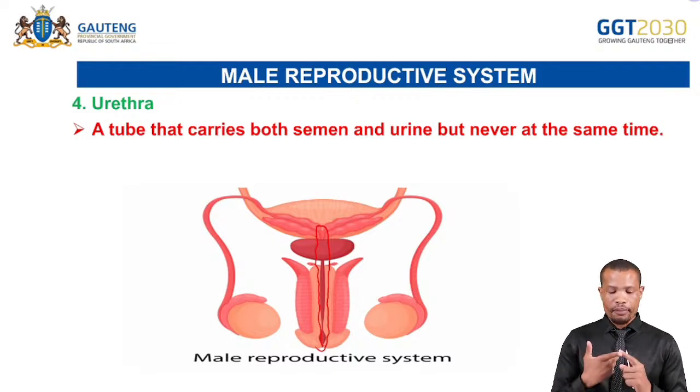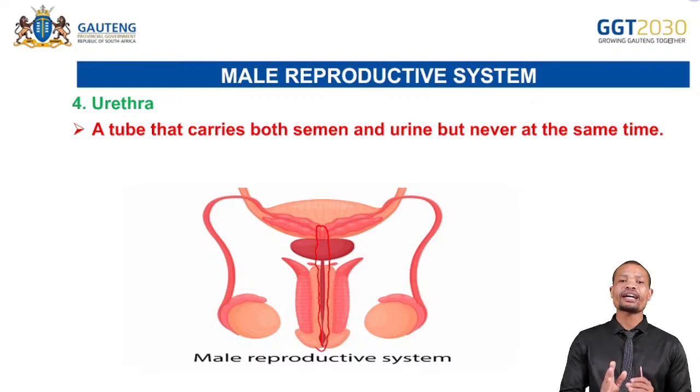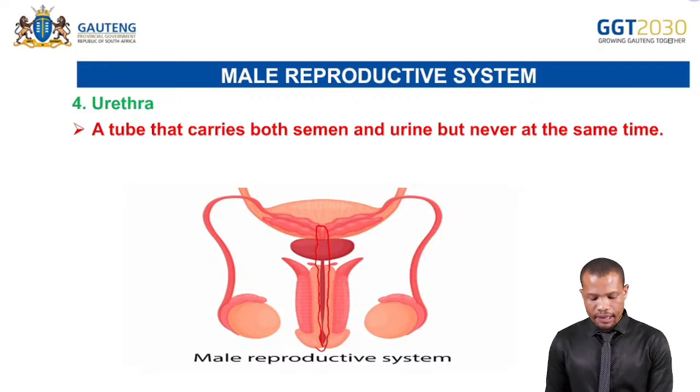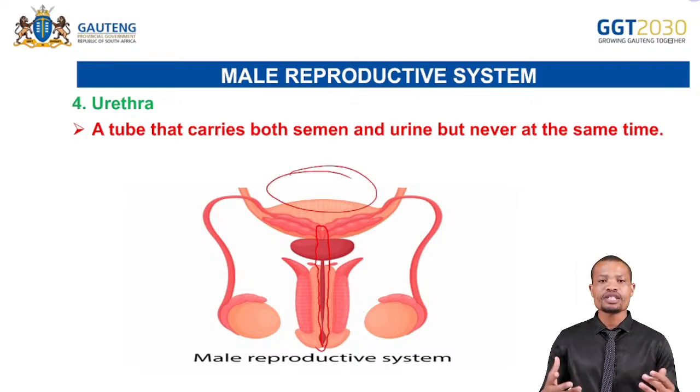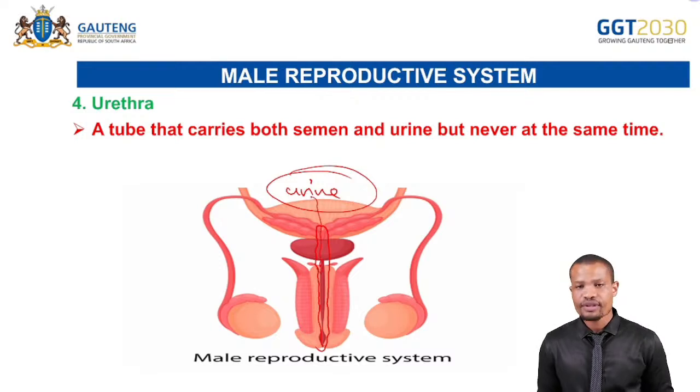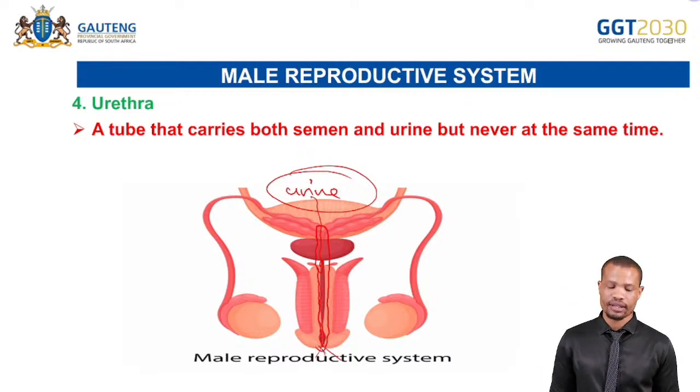So it carries both semen and urine, but never at the same time. So it can only target urine or semen. It doesn't mix the two. Okay? So this tube, because as you can see, the bladder is up here, the bladder, which is the storage unit of urine. Okay? When the urine has to leave the body, it goes through the urethra. Okay? The urethra is connected to the penis. It connects the penis to the outside.